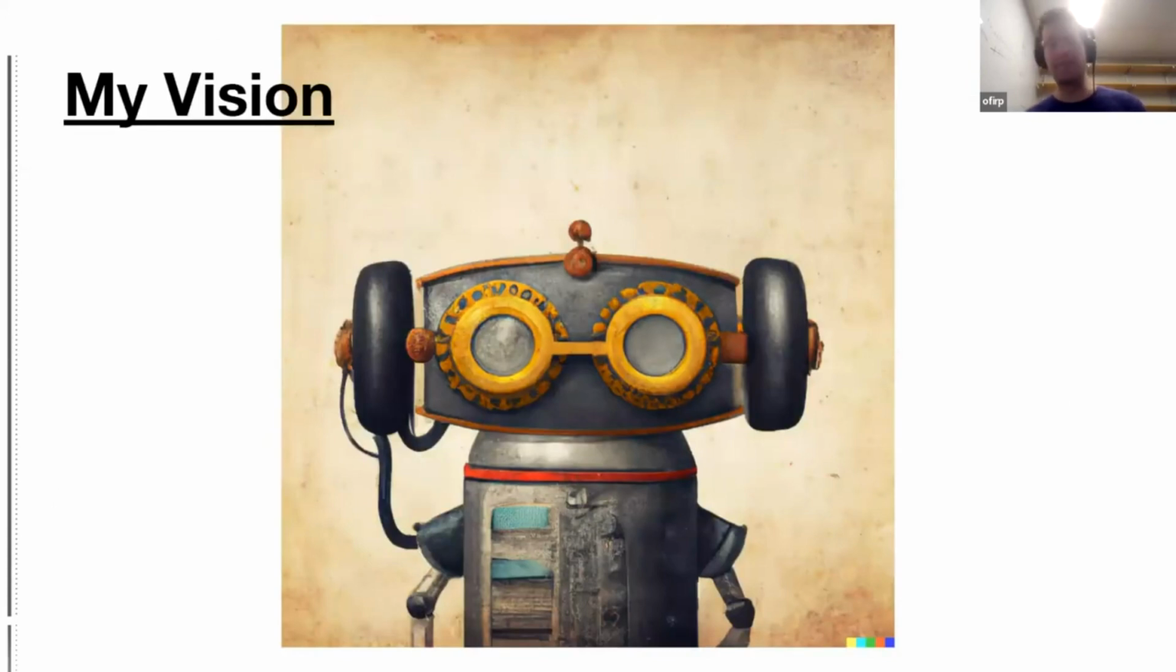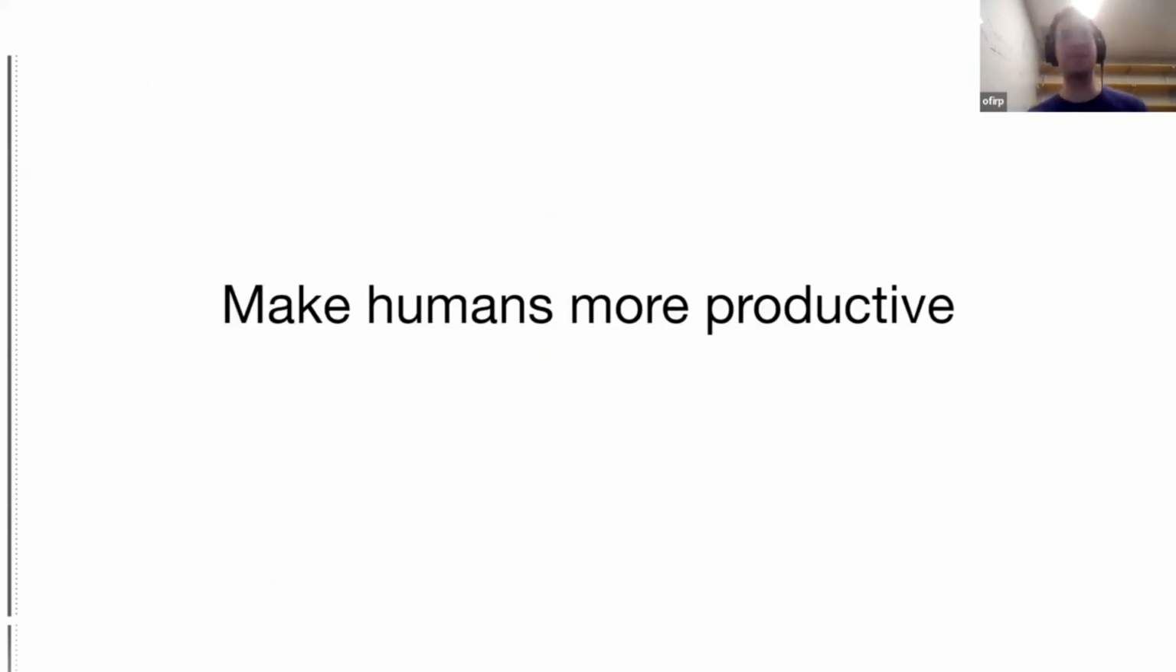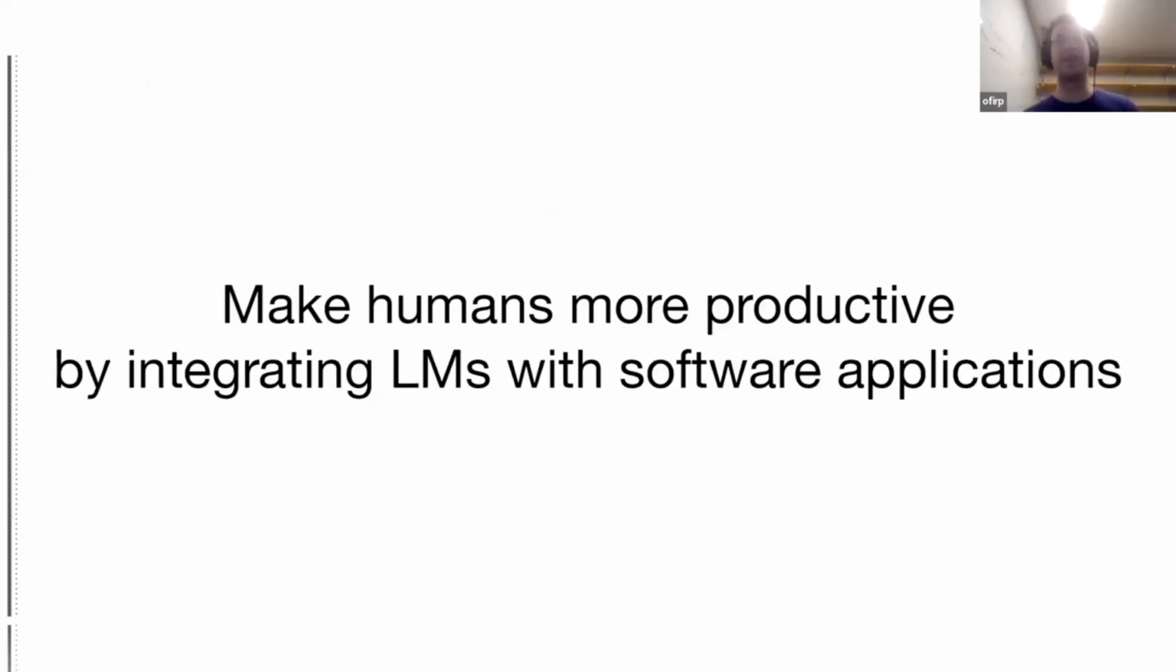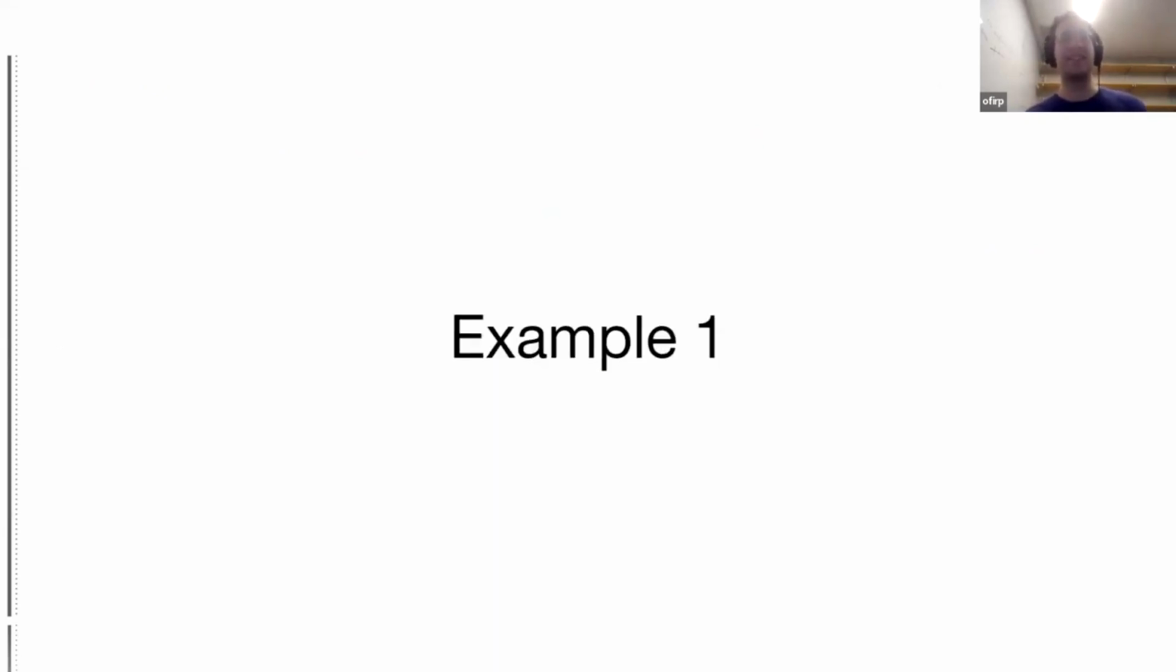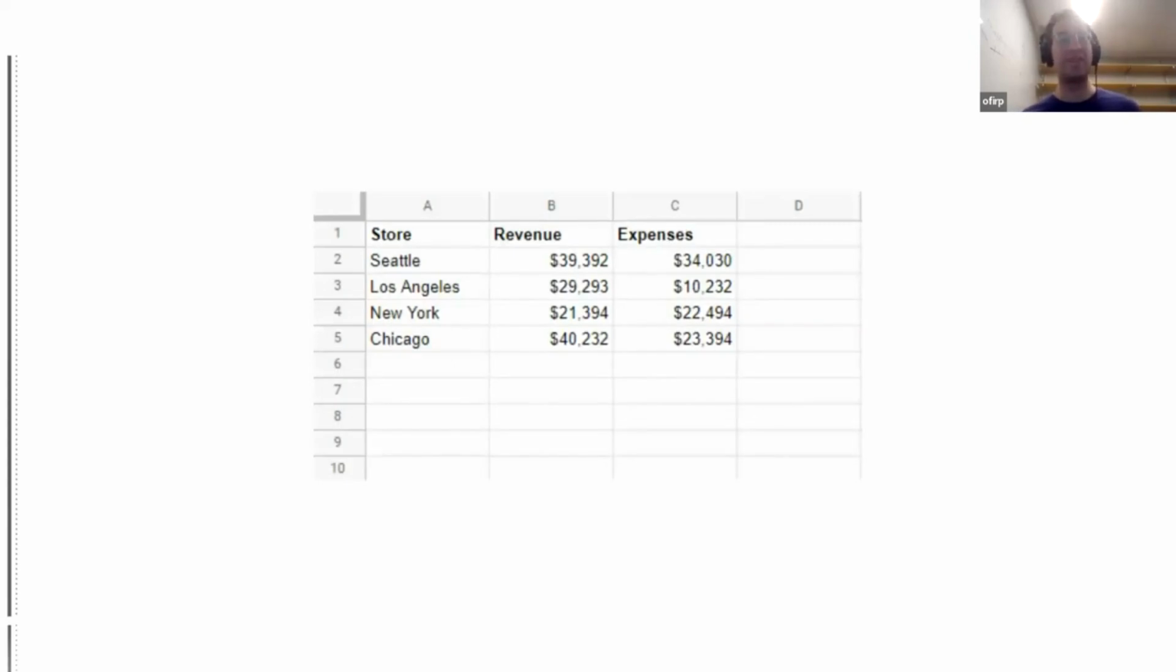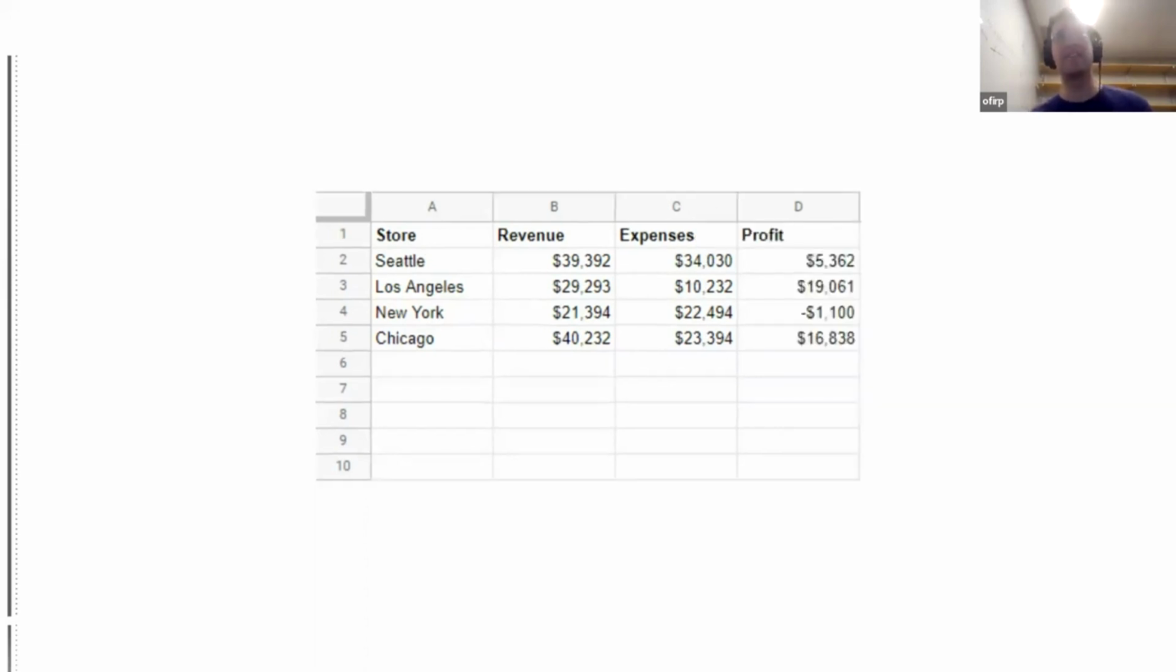Let me talk for a few minutes about my vision, and that's going to close this presentation. I'm trying to make humans more productive by integrating language models with other software applications. In the near future, I think we're going to see language models integrated into basically every app there is. If you're managing a bunch of stores and you have an Excel spreadsheet with revenue and expenses and you want to make a column for profit, right now you have to kind of program Excel, but if you don't know how to program, you're out of luck. But in the very near term, we're going to have systems where you can just say, please add a column for profits, and in a second, it just does it.